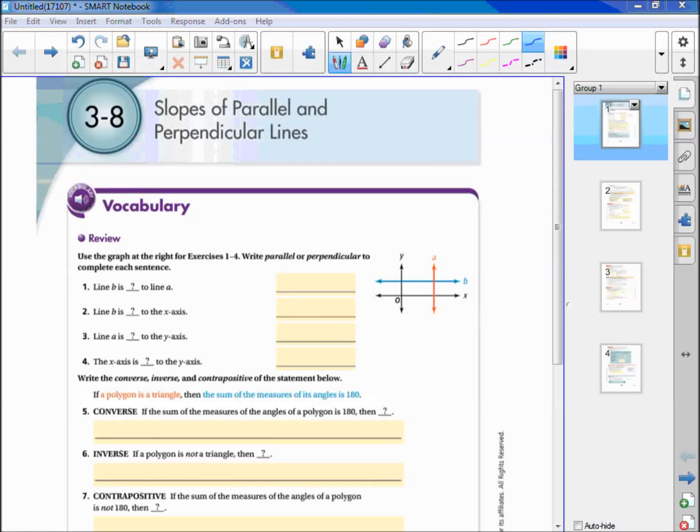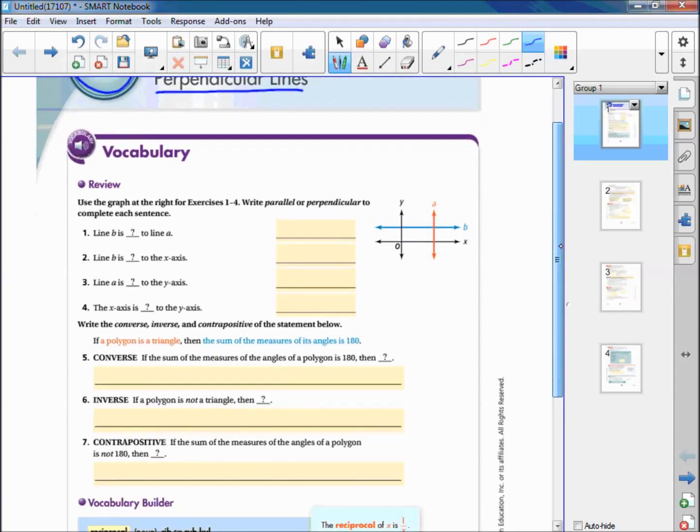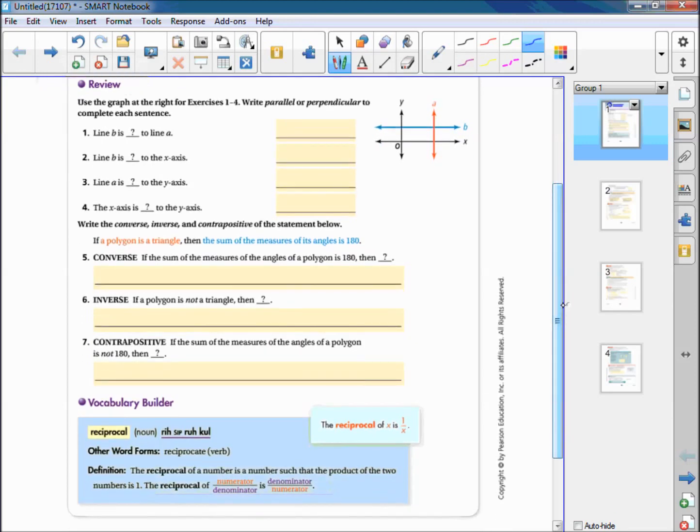Today we are covering section 3.8, slopes of parallel and perpendicular lines. All right, so we have some vocabulary here. Use the graph at the right for exercises 1 through 4. Write parallel or perpendicular. So remember, parallel are two lines in the same plane that never cross, and perpendicular are two lines that intersect to form right angles. So line B and A definitely intersect, and they form a right angle. So this is perpendicular.